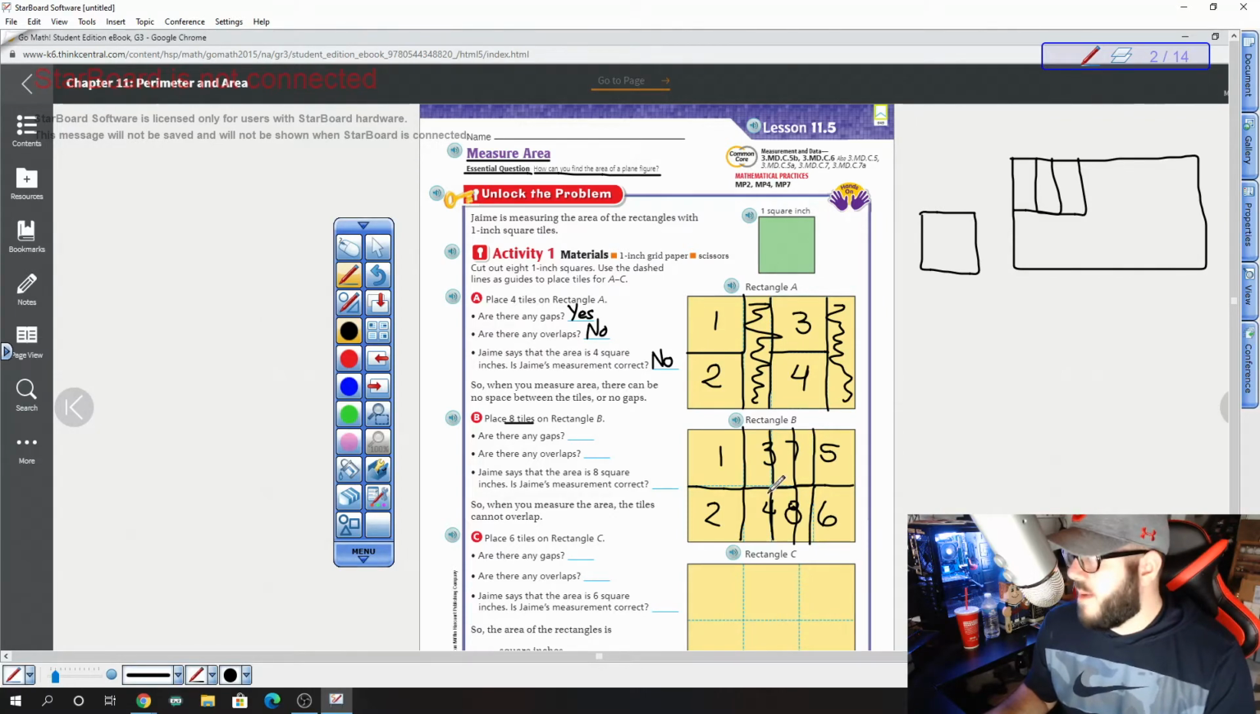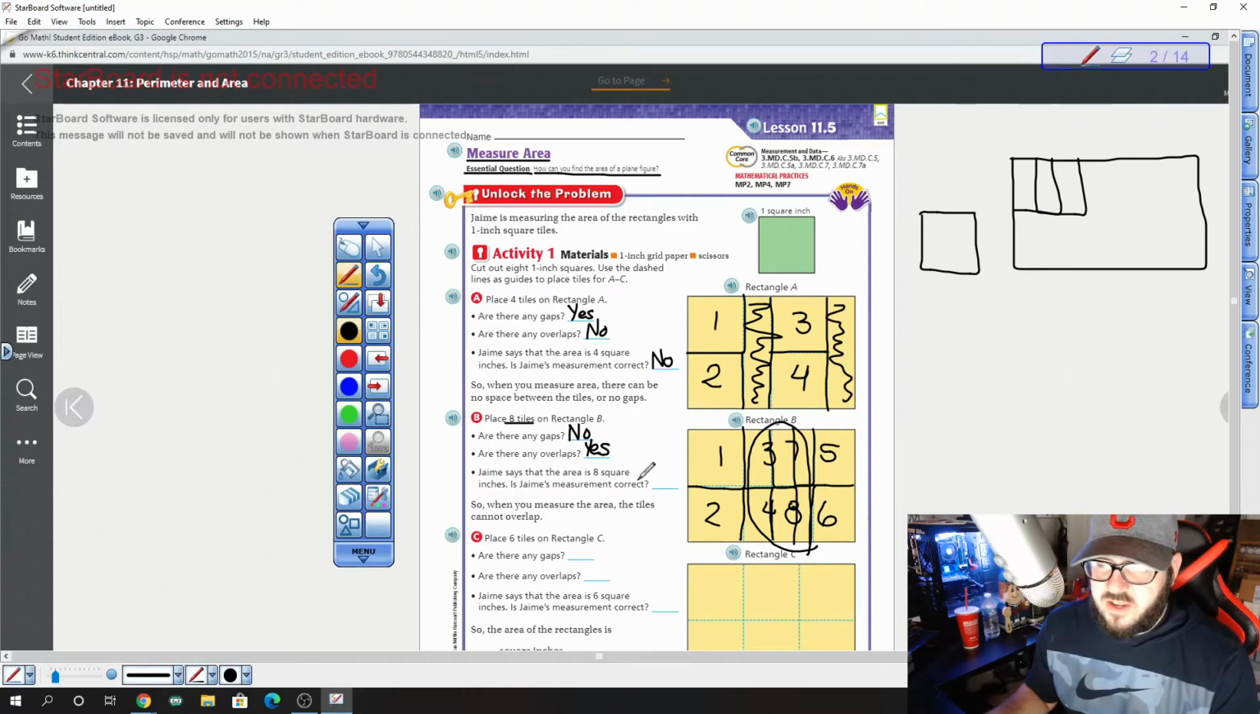All right, and there's a problem there, obviously. Obviously, we have a problem. Are there any gaps? Is there any space that's not filled up? No, everything's filled up. The whole shape is filled up with square tiles. Are there any overlaps? So do we have anything that looks like this? Yeah, right here in the middle, right? All of this is a bunch of overlaps. Okay? So are there overlaps? Yes.